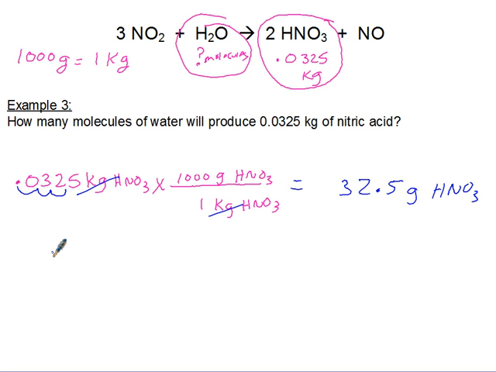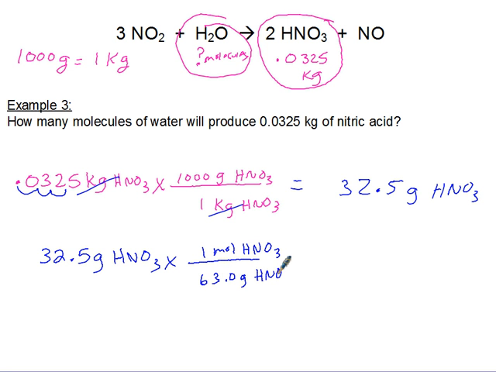So that's going to become our new starting point. Now that we have grams, the first thing we're going to do is convert it to moles. So we'll do the molar mass here of nitric acid, which should be 63. 48 plus 14 is 62, plus 1 is 63. So for every 1 mole of HNO3, 63.0 grams. All right, so there's our molar mass of nitric acid, and our grams are going to cancel out.